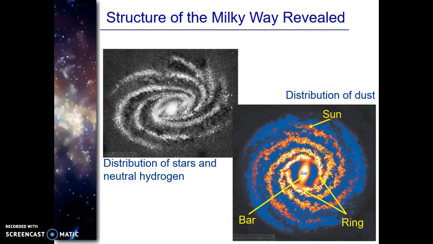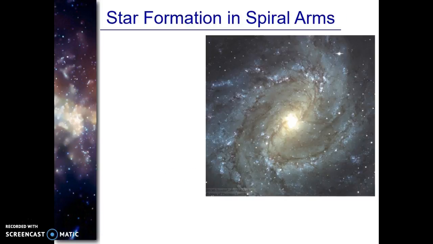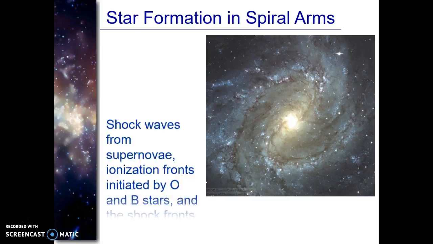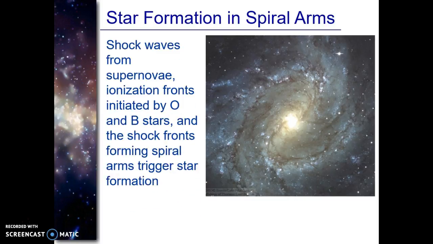So everything that we say about our galaxy, we only know by comparing it to another galaxy that is a spiral galaxy. But we now know that it is a spiral galaxy. It has these nice little waves. Star formation happens in the spiral arms because shock waves from supernovae will ionize the gas, initiated by these O and B stars. Remember the tracer stars. And that triggers star formation.